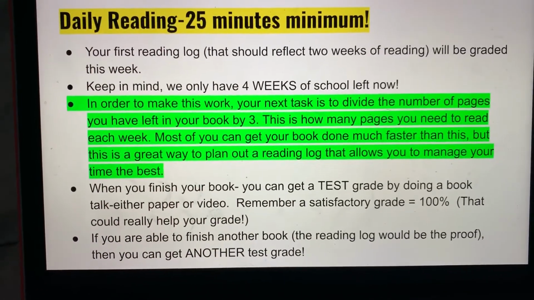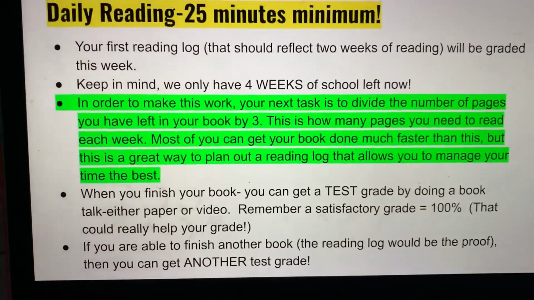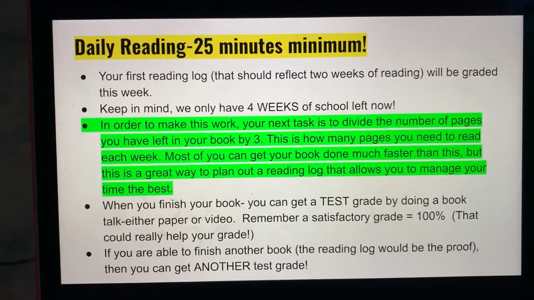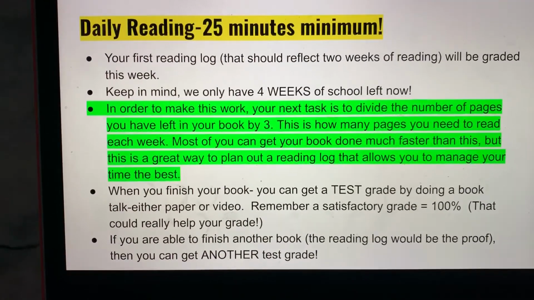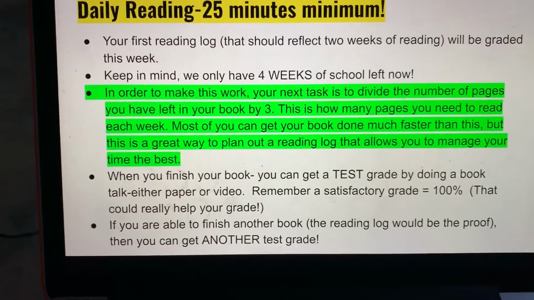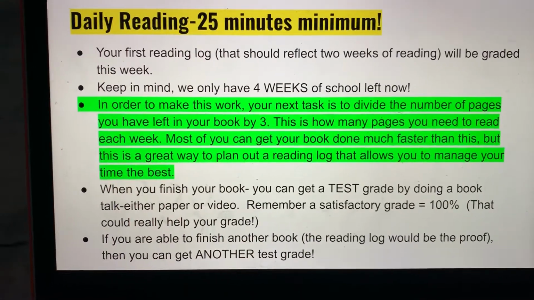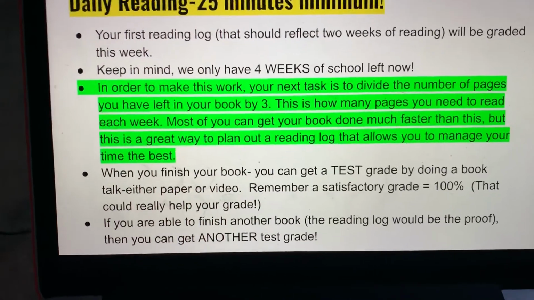When you finish your book, you can get a test grade by doing a book talk. You can do it on paper, you can do it on video. I'll put up some examples of book talks closer to the end, end of next week, beginning of the next, just so you can see it. Very simple, very easy. Remember, a satisfactory grade is 100%, and it's really going to be helpful for your grade. That's a test grade, people.